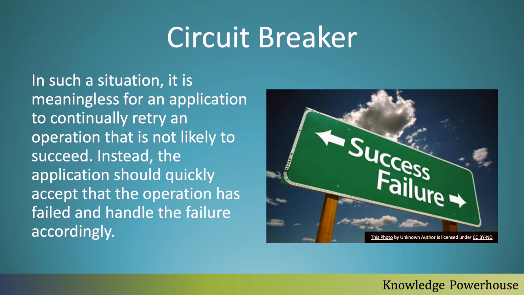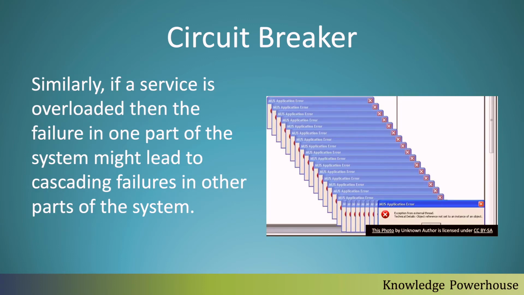So we are 10 times increasing the load unnecessarily. So in such a case, the application should quickly accept that the operation has failed and try to handle the failure in a different way, right? So that is the strategy we have to follow.